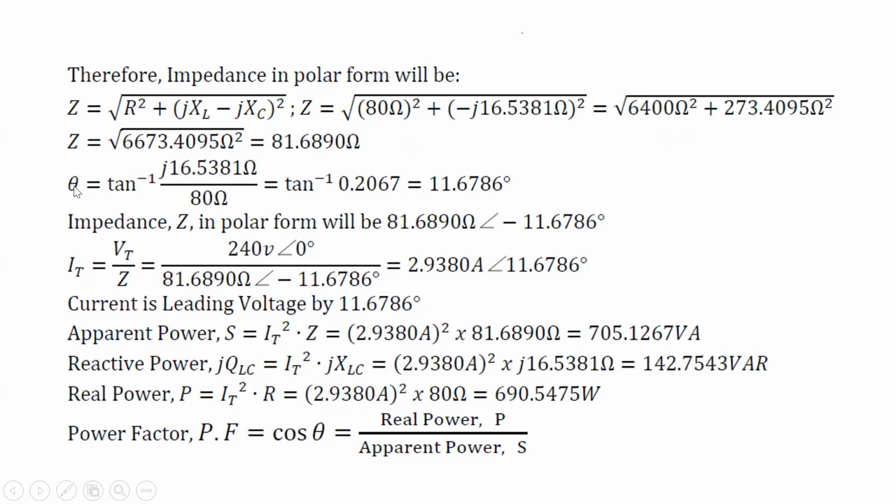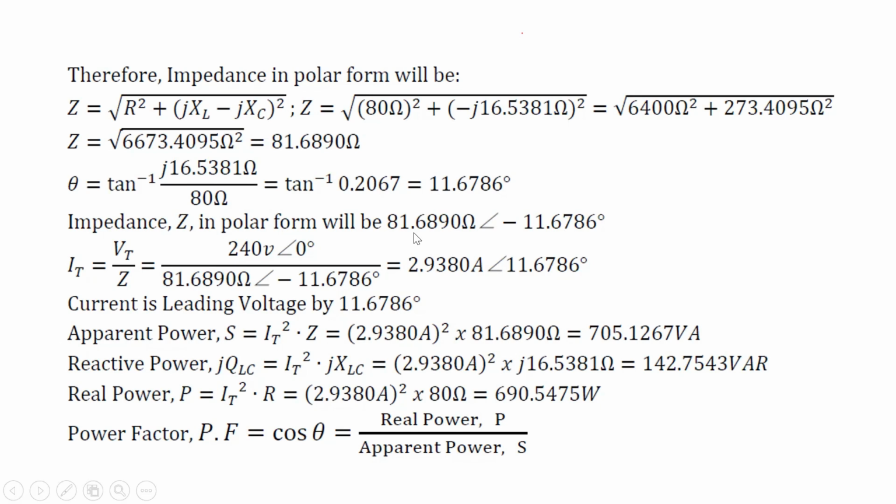Then the theta we are going to look for, we say that theta is tan inverse of 16.5381 over 80. And our angle will give us 11.6786. Then this is our impedance in polar form. We have to put this angle and put this sign, which is negative.